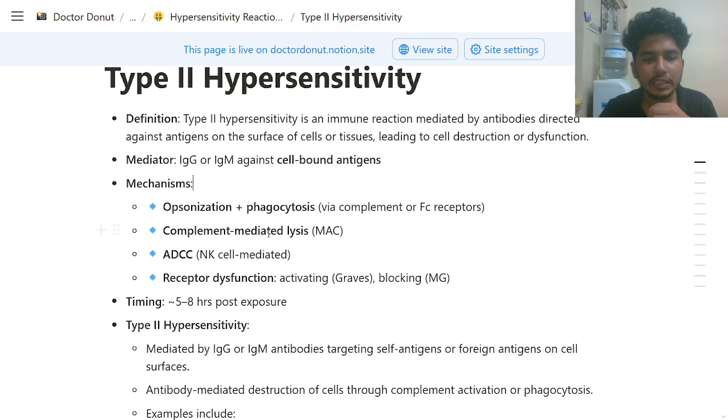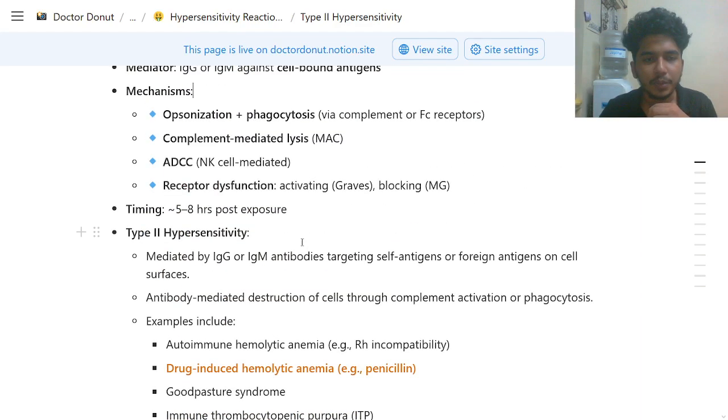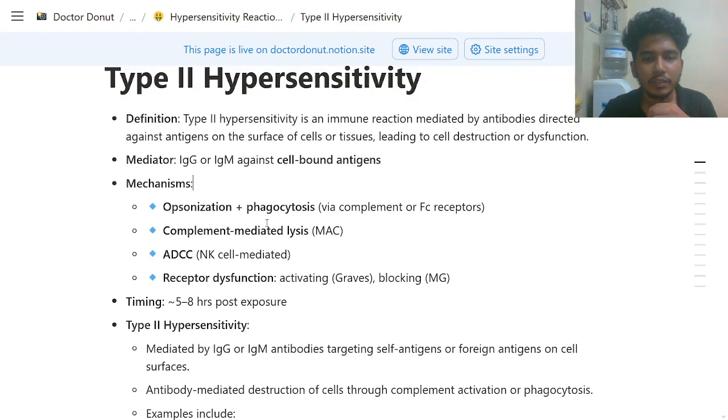So we'll just look at this a little bit, and then we'll look at the examples. The processes here are opsonization plus phagocytosis. Opsonization is that the complement particles go around, make tiny little holes in the cell wall, and then phagocytosis is where the broken cell is eaten. Then complement-mediated lysis happens, and ADCC.